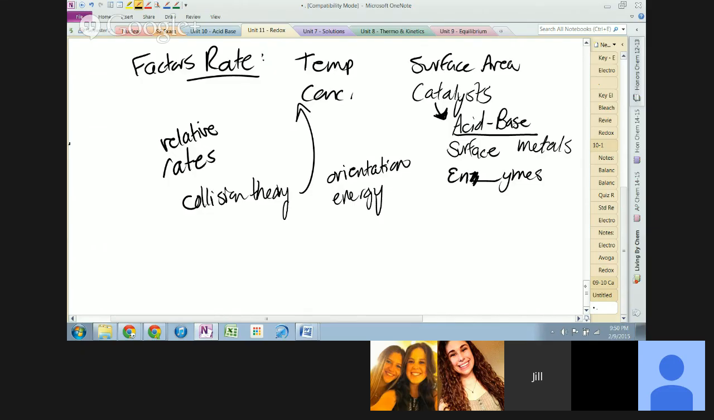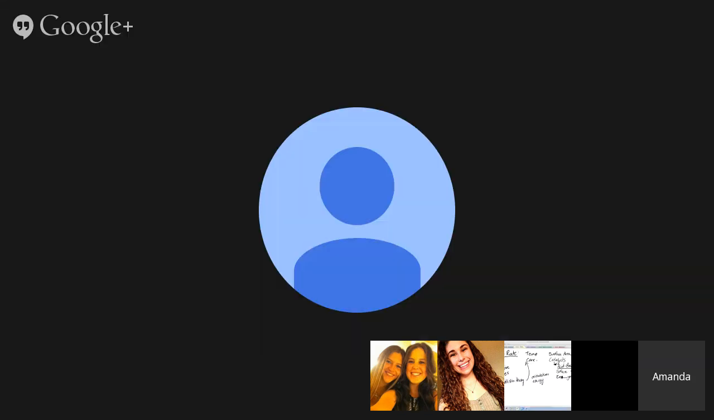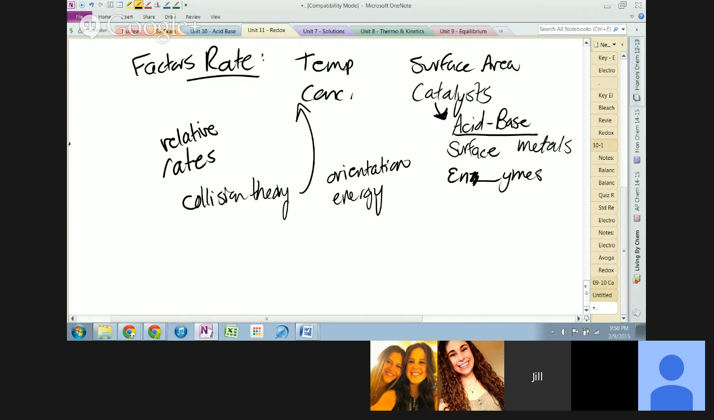There's nothing about the lab on the test, right? Only in the sense that in the lab we're doing the same thing we were doing with the rate law determination, where you're comparing how changing the concentration affected the rate. Okay.